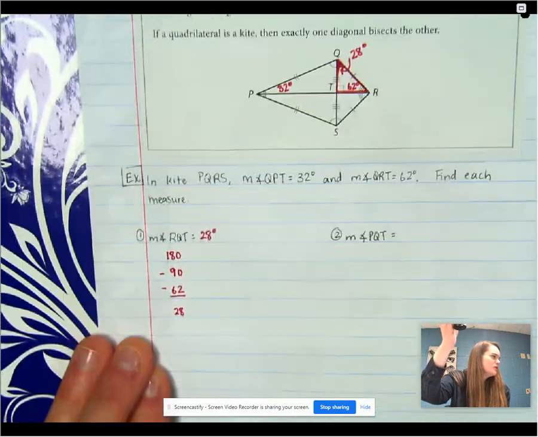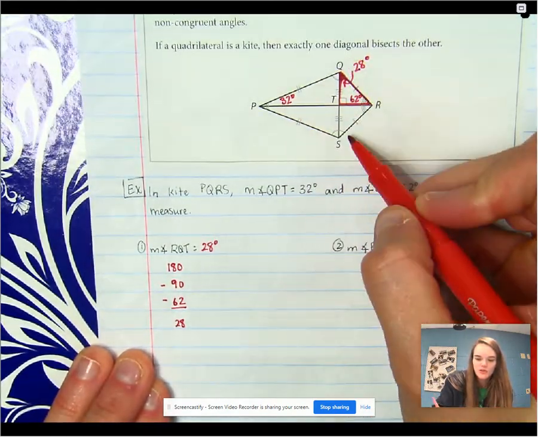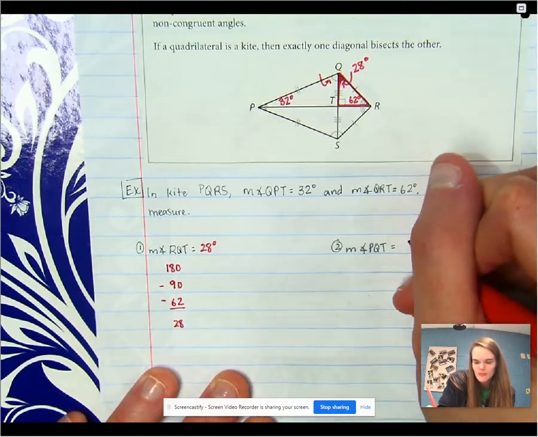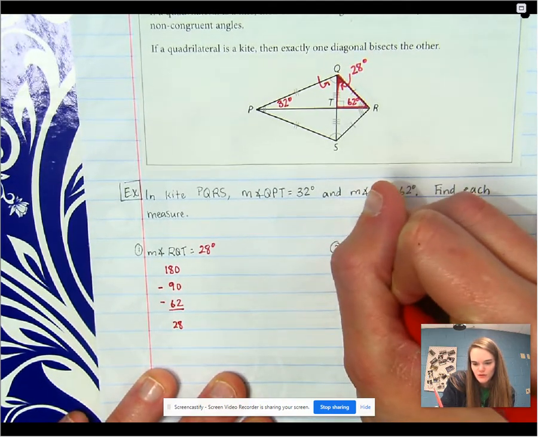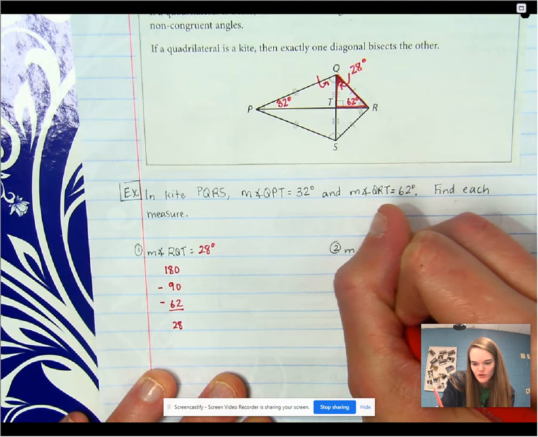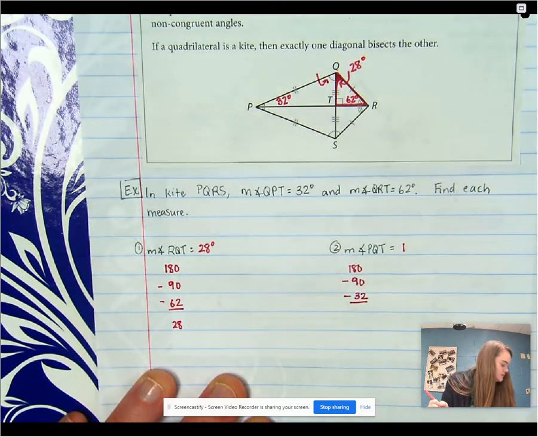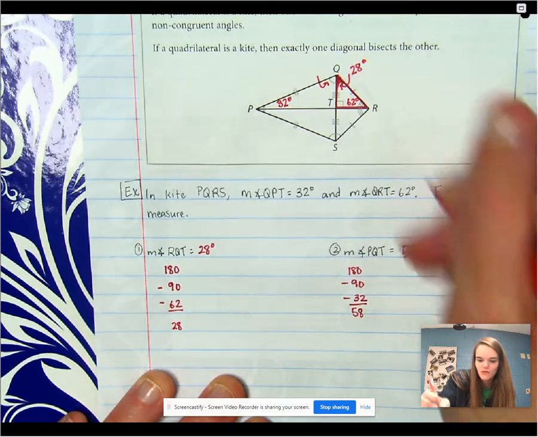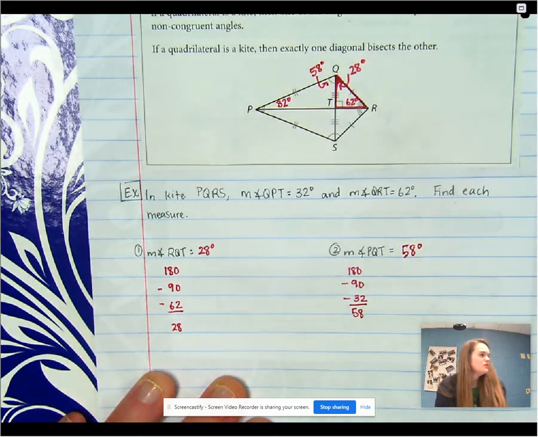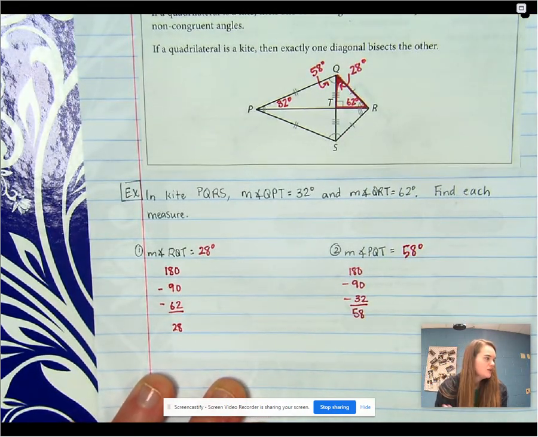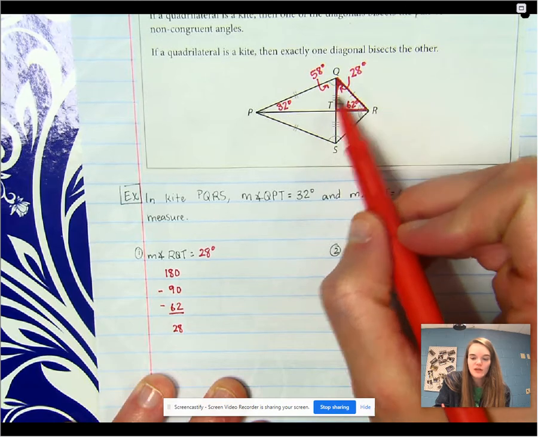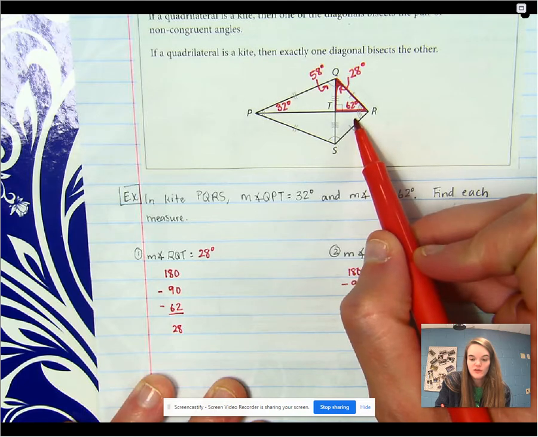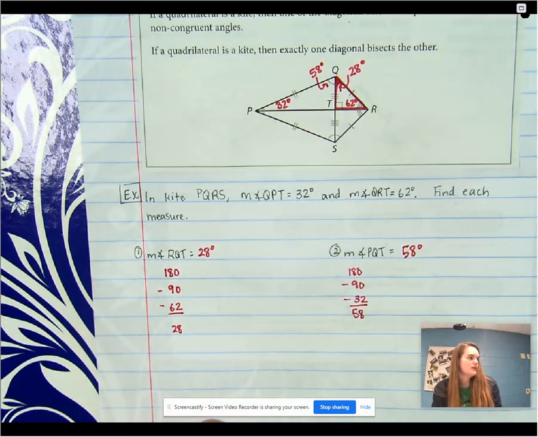Okay, that's still true for number 2. Measure of PQT right here. Same process. 180 minus 90 minus 32 is 58. This one is 58 degrees. Once you find that, that means you can find every single angle in this whole diagram. You have 58, 28, add these together, you find Q and S. This is 32, this is 62. You have all that information with that, okay?